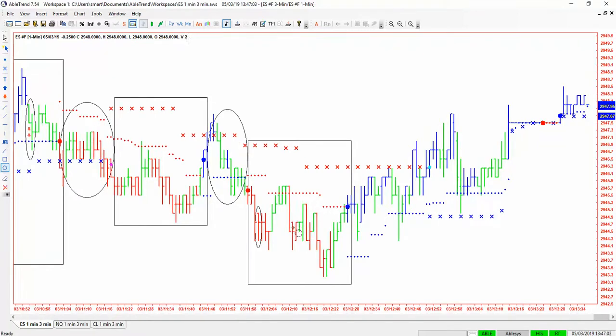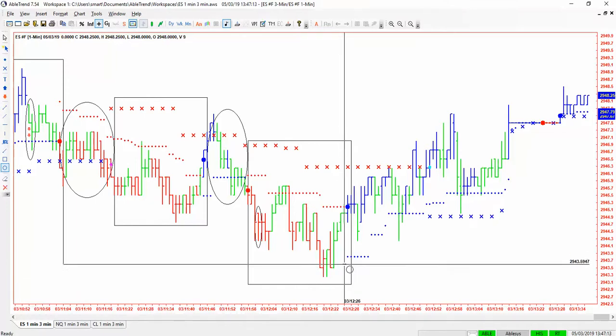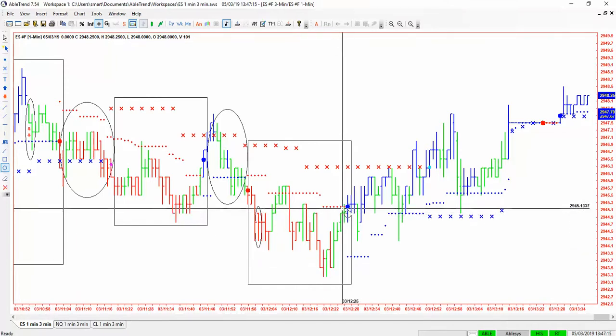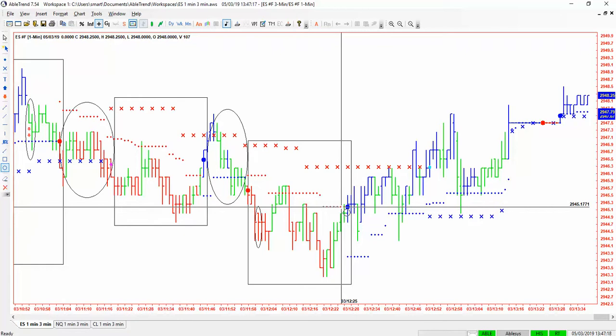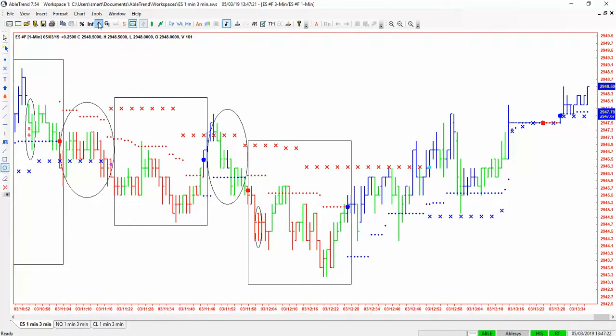You could have got out on that long bar right there, maybe. Unless you decided to stay in. But even if you decided to stay in, you'd have to get out probably about right here. That would actually be a break-even trade on that one.